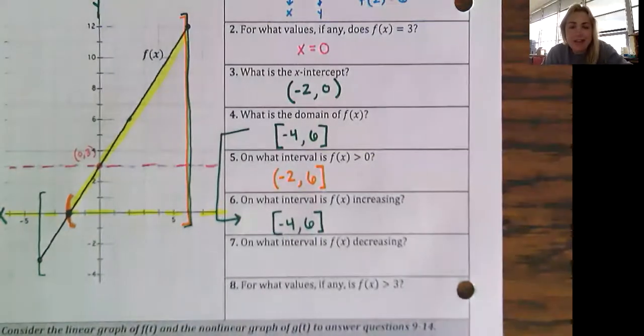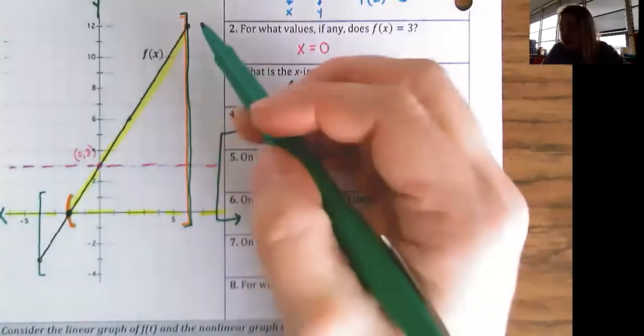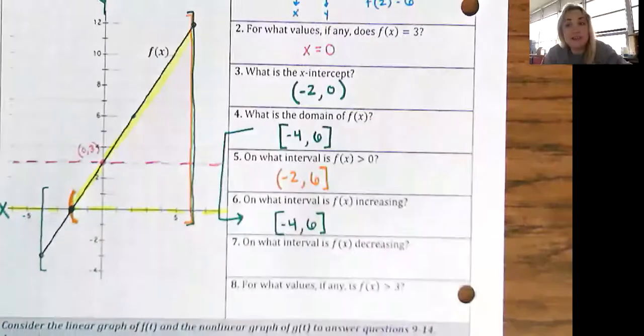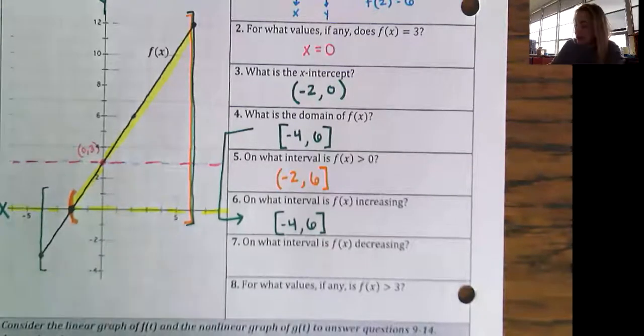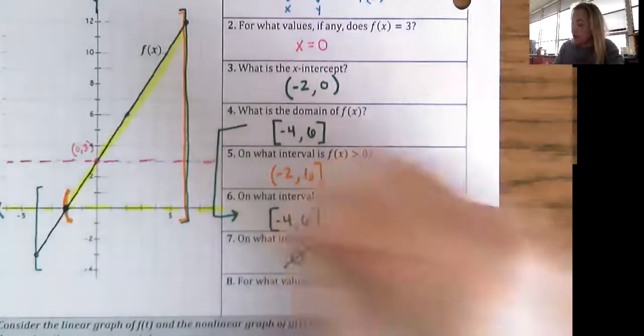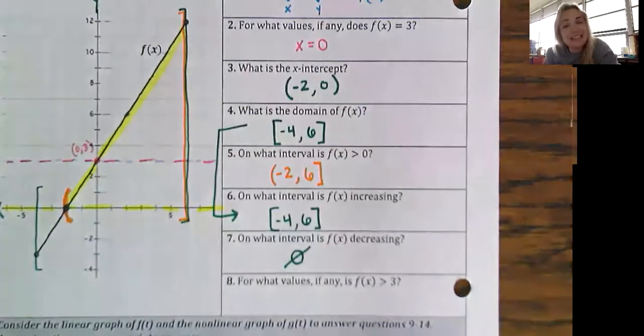Problem number 7 says, on what interval is f of x decreasing? Well, where is it decreasing? Where does the graph go downhill? No, we can't talk about it backwards. We can't say from 6 to -4 because the graphs always go left to right. We have to be able to talk from the left number to a right number. So there's nowhere that this graph is decreasing. We have a symbol for that. It is a circle with a dash through it. That is the empty set. It just means nothing or none.